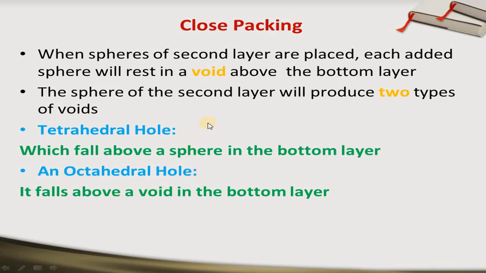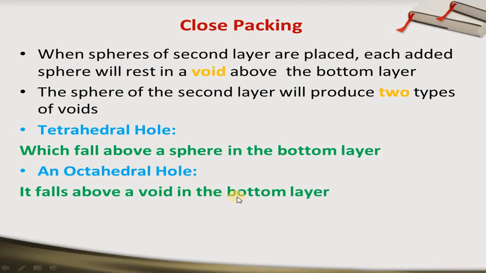If you look at the placement of the second layer from the top, you will observe 2 types of holes. Tetrahedral holes fall above a sphere in the first or bottom layer, and the octahedral holes fall above a space or void in the bottom or first layer.